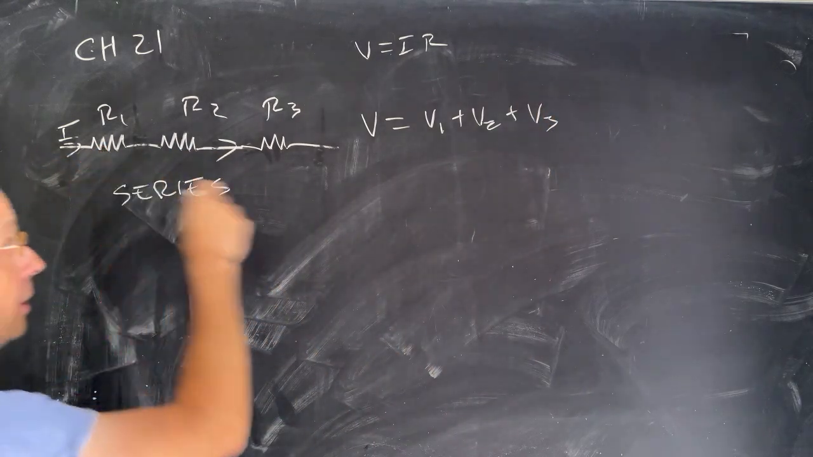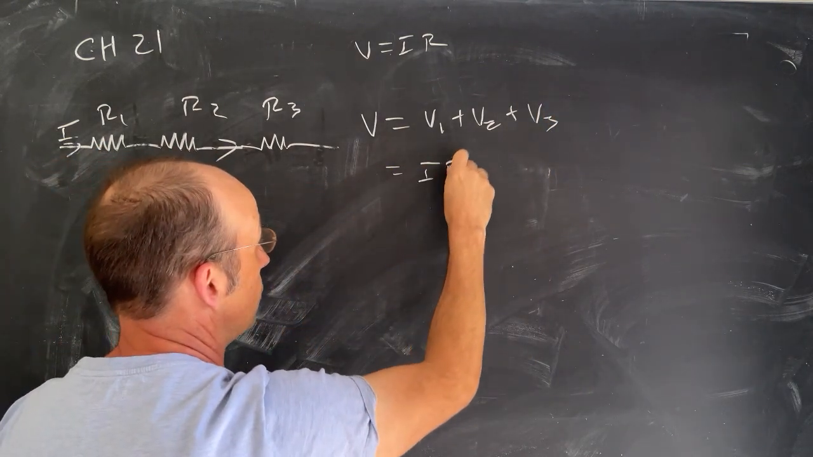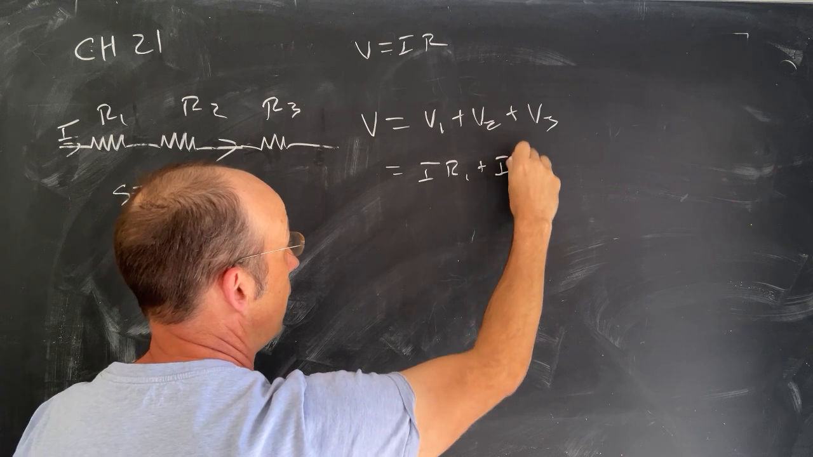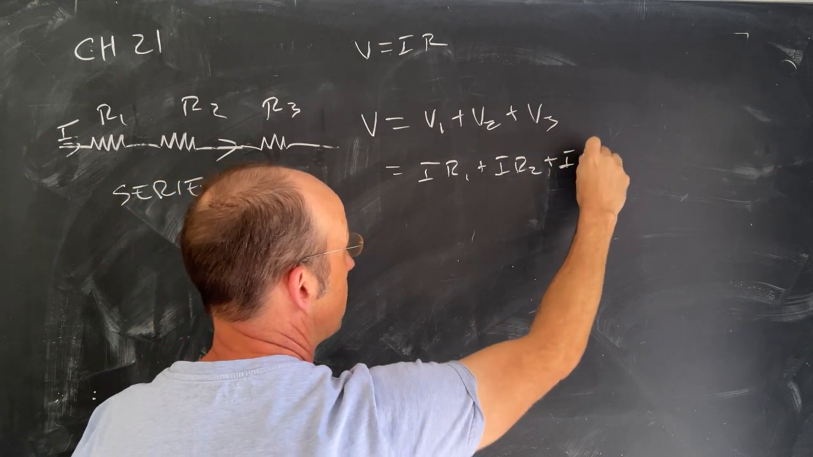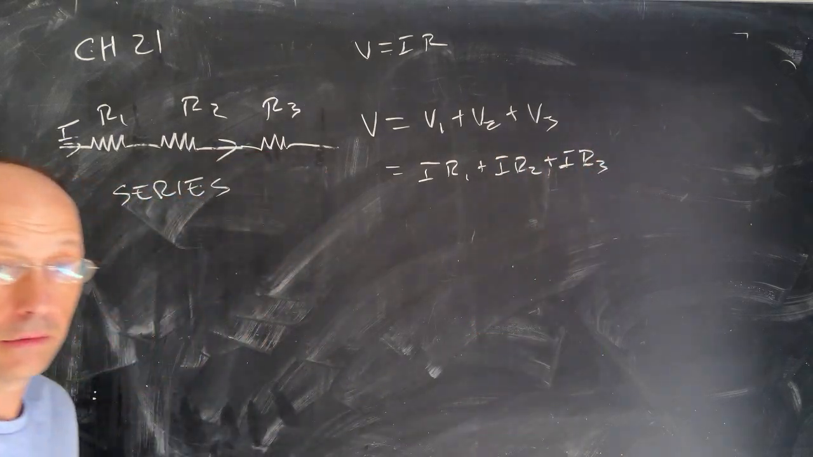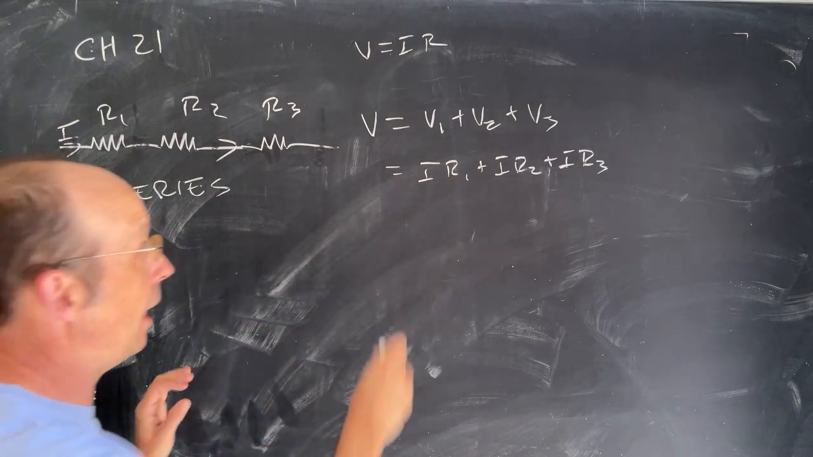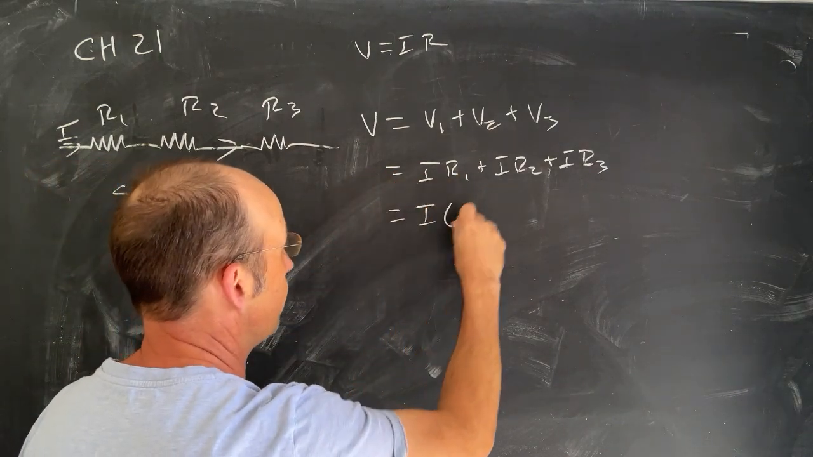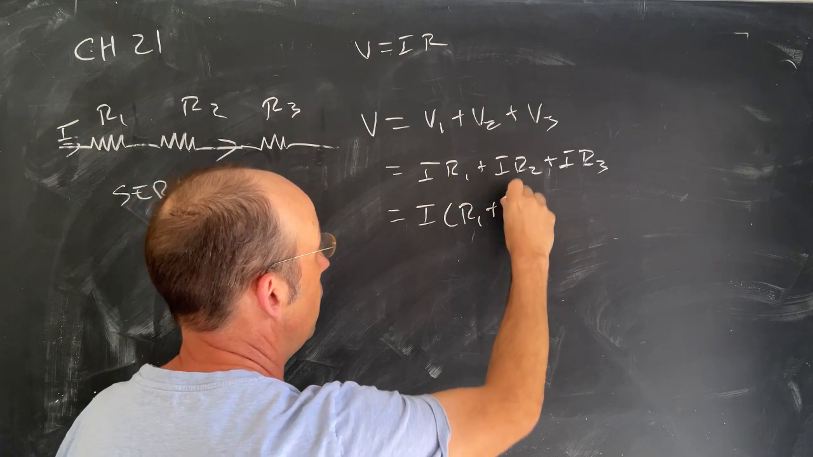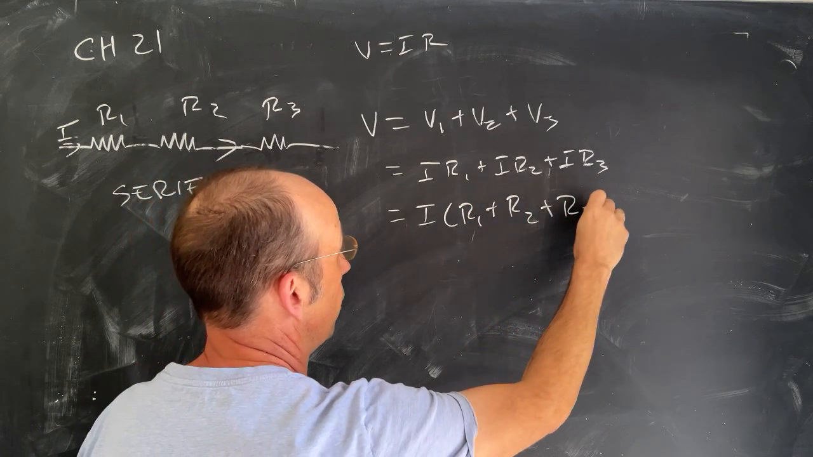But what's the voltage across this? Well, it's I times R1 plus I times R2 plus I times R3. And since they all have the same current, I can factor out the current. I times R1 plus R2 plus R3.